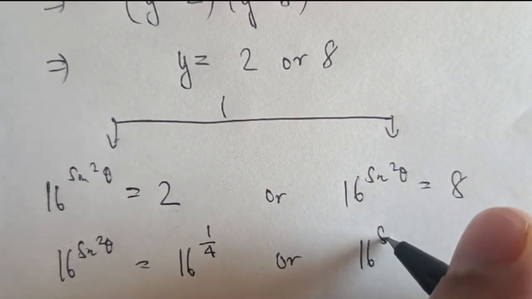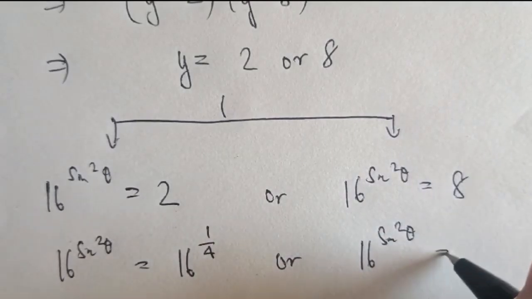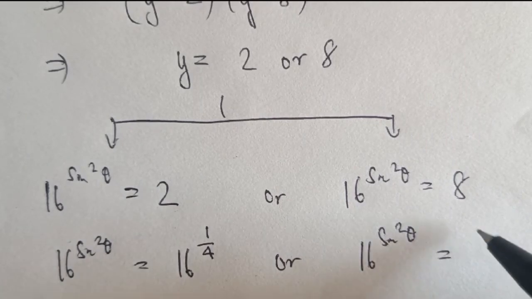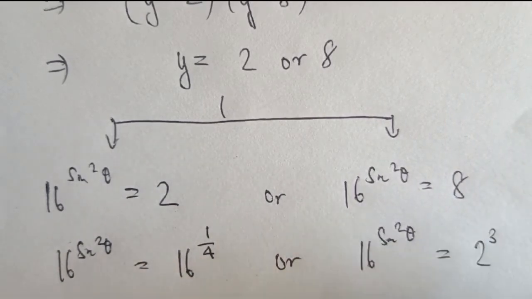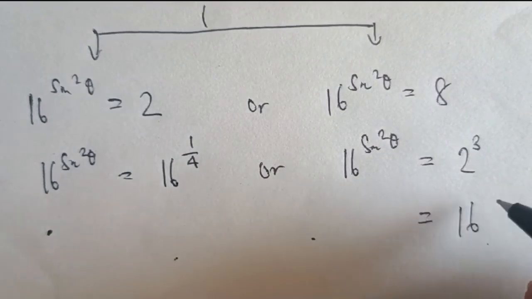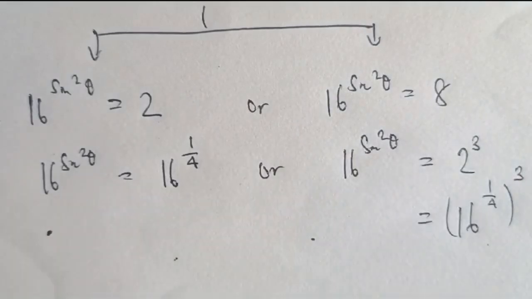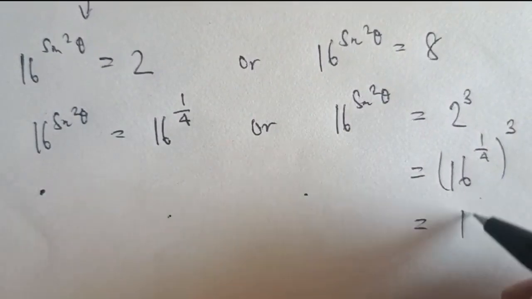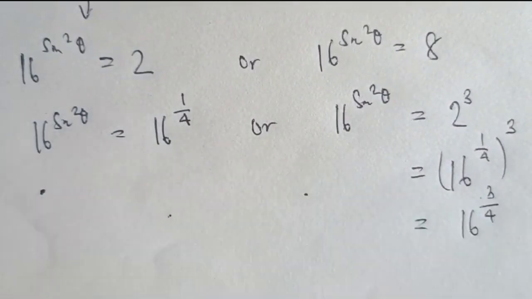Let's do something similar here. 16 to the power of sine squared theta. Now what is 8, right? So 8 is basically 2 cube. Now 2, as we know, is 16 to the power of 1/4. So this implies 16 to the power of 1/4 whole to the power of 3 is equal to 16 to the power of 3/4.